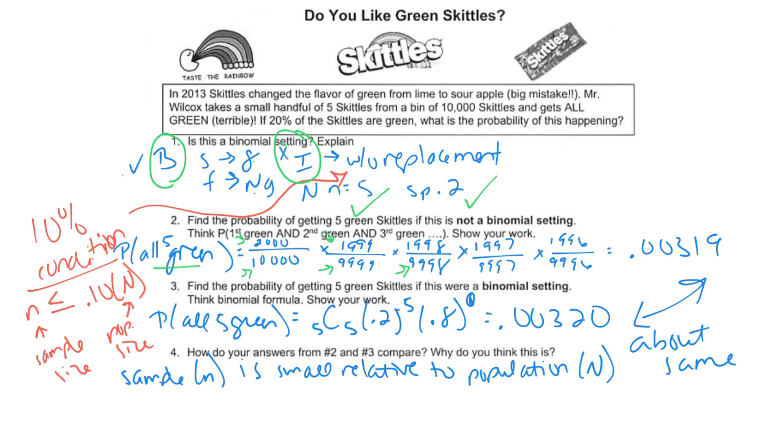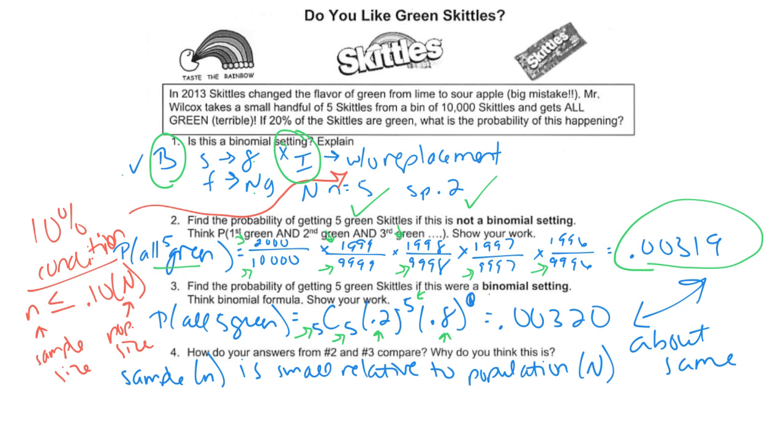And now I have 9,998 Skittles, 1,998 green ones, and so on as I pull Skittle number 4 and Skittle number 5. And this gives me a probability of 0.00319. So now if I figure out the probability that all 5 are going to be green, and I assume this is a binomial, well, using my formula, I had 5 trials, I had 5 successes. My probability of success is 0.2. All 5 of those were successful.